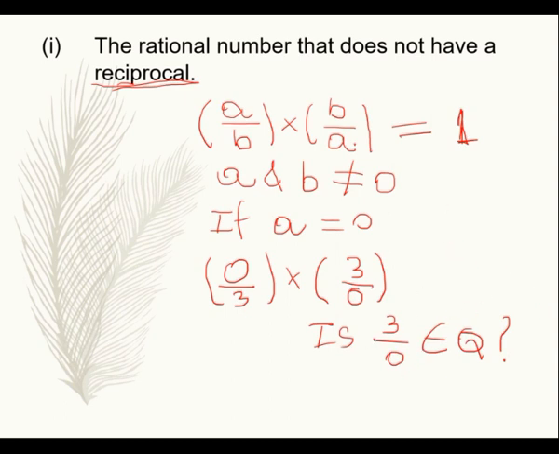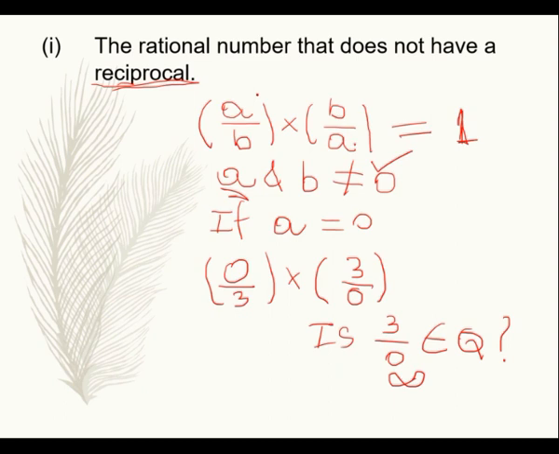So try to understand, any number when it is divided by 0 gives us infinity whose value we cannot determine. So we cannot say whether that infinity belongs to the rational number set or not. So we are asked to take a not equal to 0.